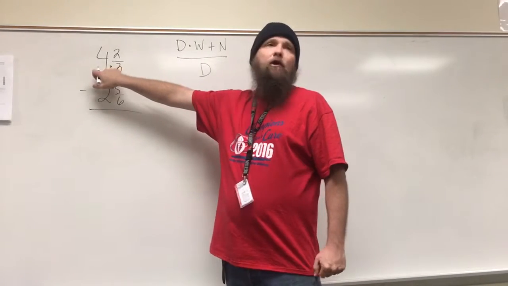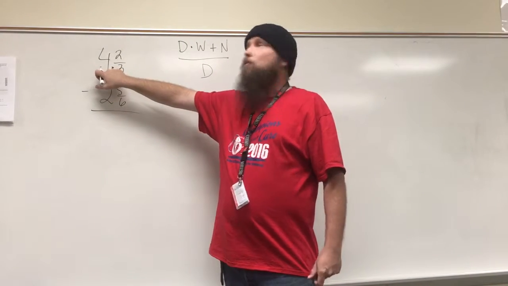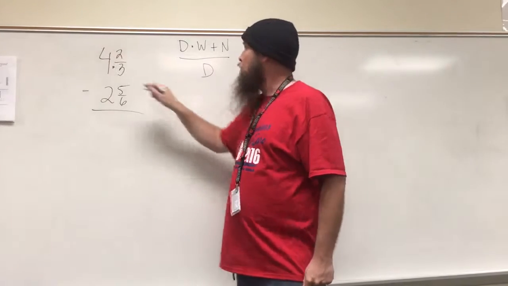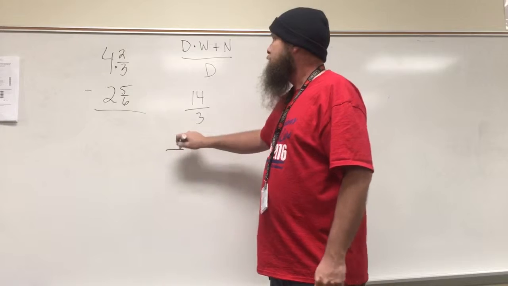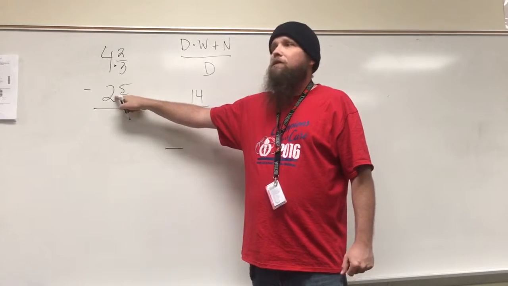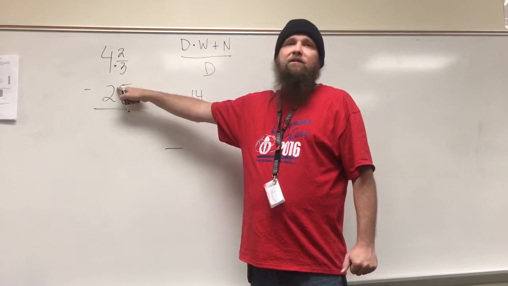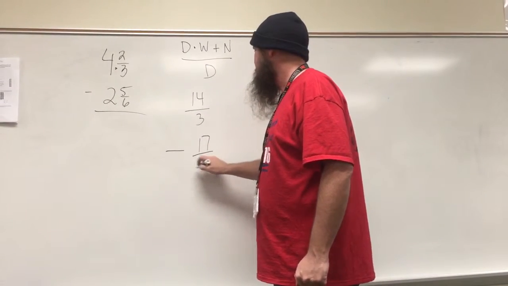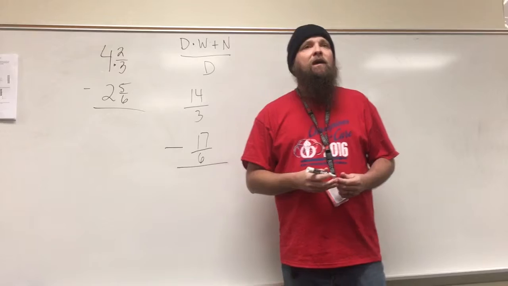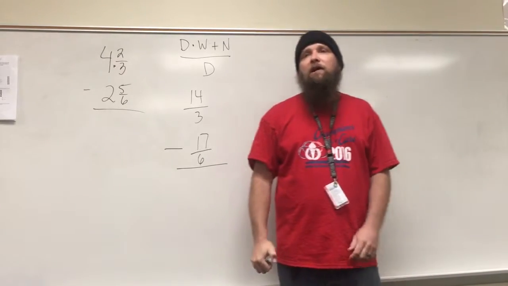So 3 times 4 is? 12. 12 plus 2 is? 14. So I have 14 thirds. Subtract. 6 times 2 is? 12 plus 5 is? 17. Minus 17 sixths. Then I have to find the common denominator.